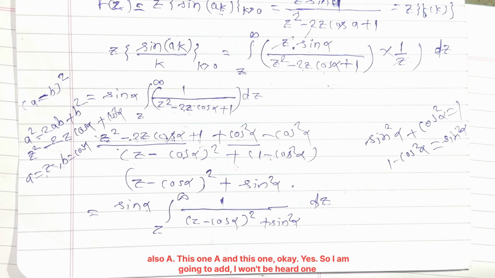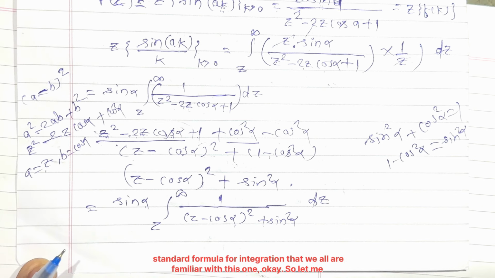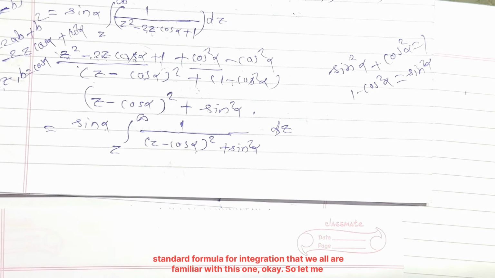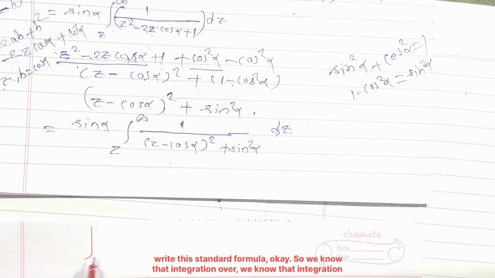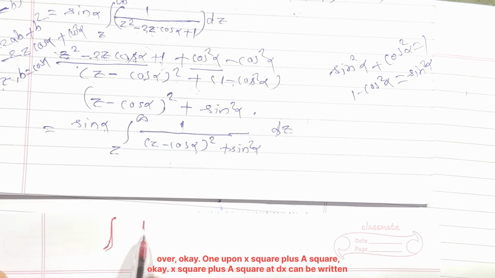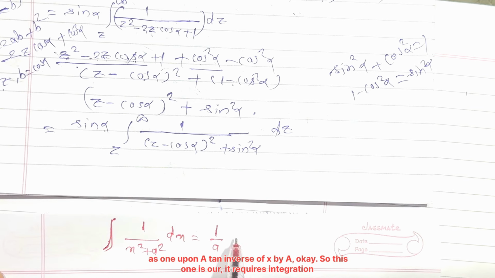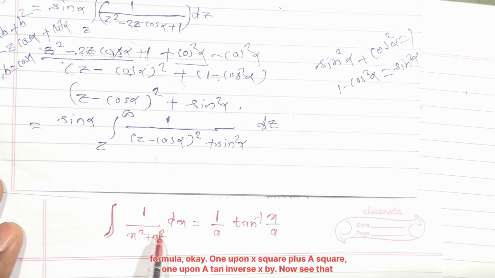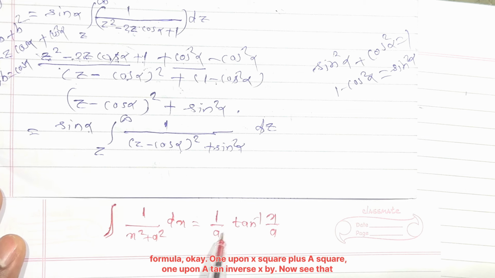Okay, so I'm going to add one standard formula for integration that we are all familiar with. Let me write this standard formula. So we know that the integration of 1 upon x square plus a square dx can be written as 1 upon a tan inverse of x by a. So this one is our required integration formula.